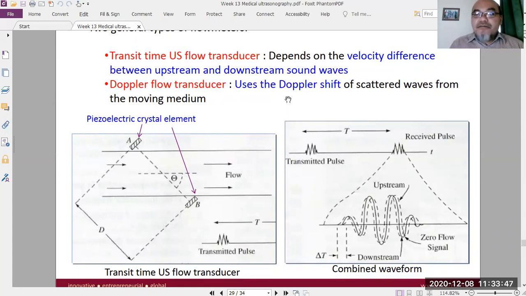Then using a Doppler flow transducer, similar to the previous principle, this uses the Doppler shift of the scattered wave from the moving medium. So here, for example, the transmitted pulse and this is the received pulse, having different frequency. Okay, there is a delta T.